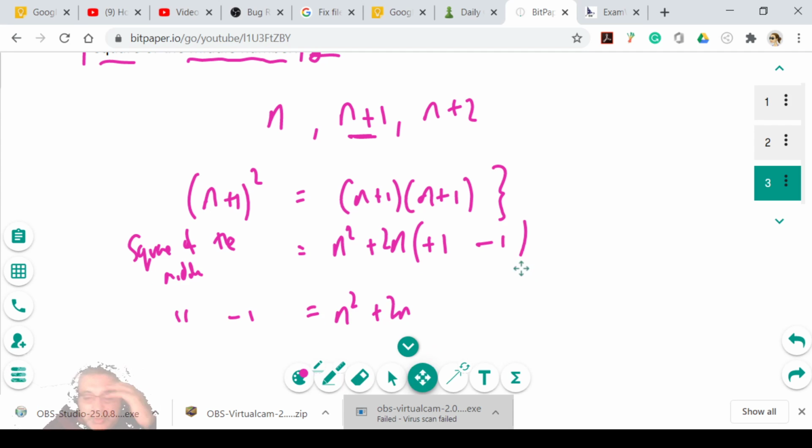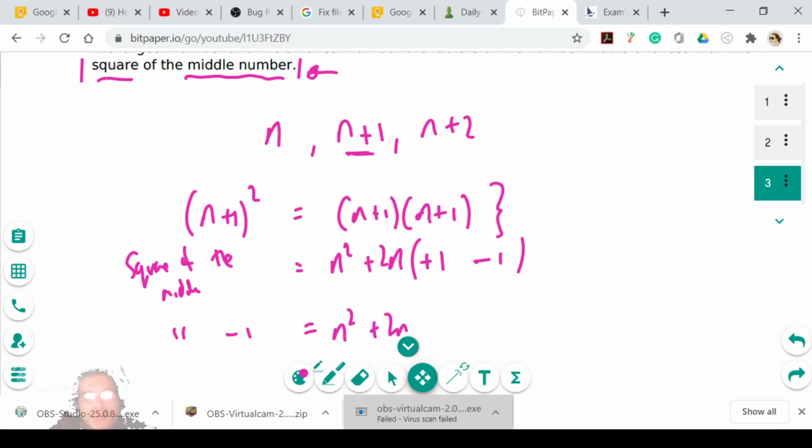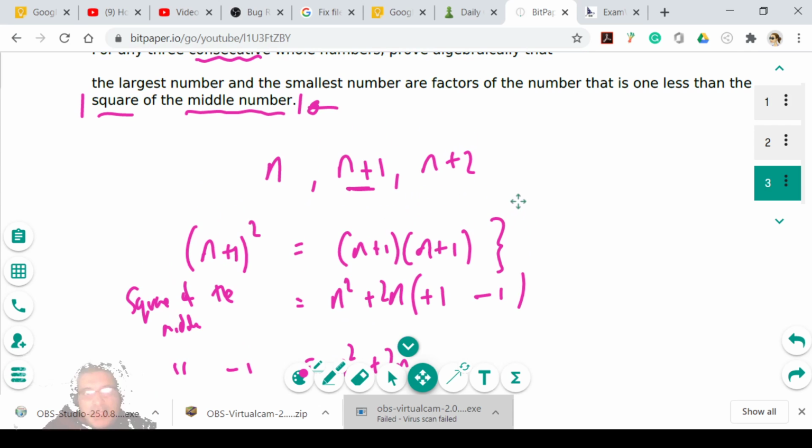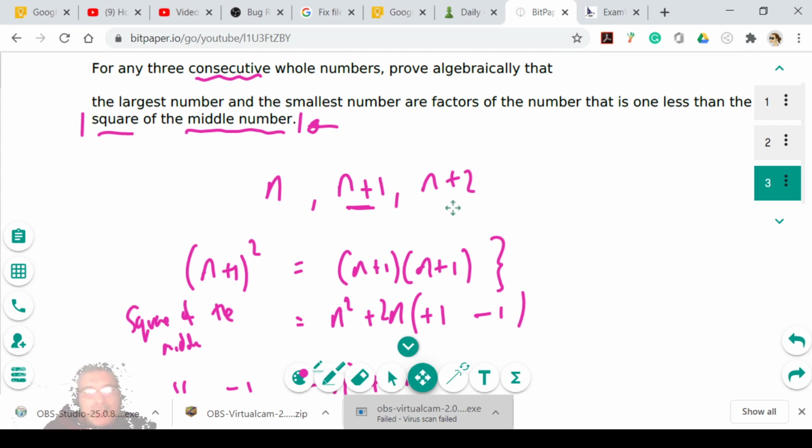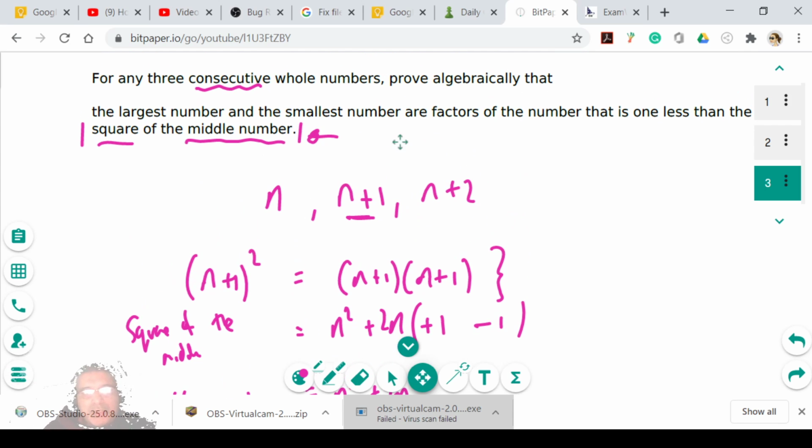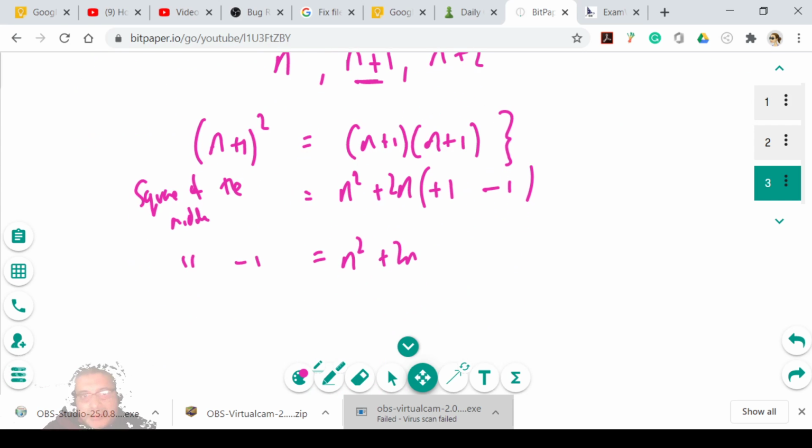Now I like to make notes. Actually, that's a lie. I hate making notes. I hate doing my layout. But you drop marks if you don't, because you make stupid mistakes. Okay. And it says, prove algebraically that the largest number and the smallest number are factors of the number that is one less than the square of the middle number. My God, that sounds annoying.